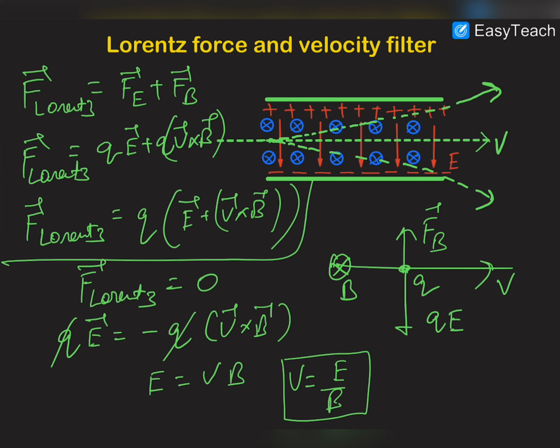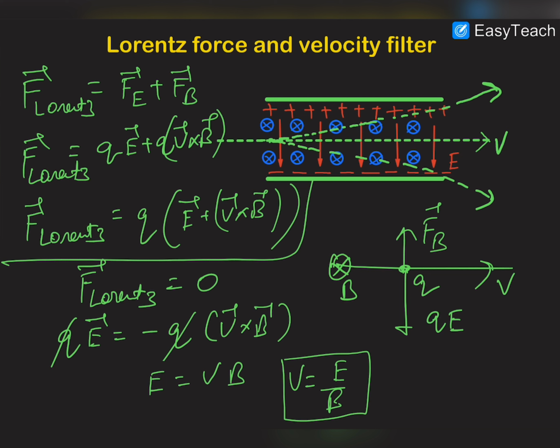Now we know that electric and magnetic fields are created by us only. So we can say that we have used these fields in such a way that their ratio will be V. So the particles which are moving with this speed V will have zero Lorentz force and they would pass through this velocity filter undeviated, and other particles would be deviated away from this stream, and we would get a filtered stream of the particles which are moving with this speed V.